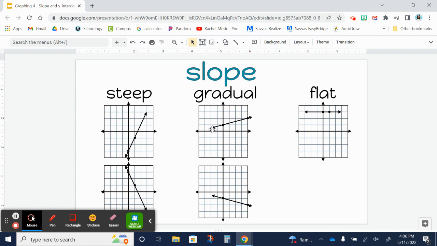Gradual means it's kind of more flat, but still has an incline. Okay, we could bike up this hill. And then this one here, we could bike down that hill. It would be kind of fun, but not too scary. And then we have a flat line. And then technically there is one that goes up and down, but we're not going to get into that one yet.